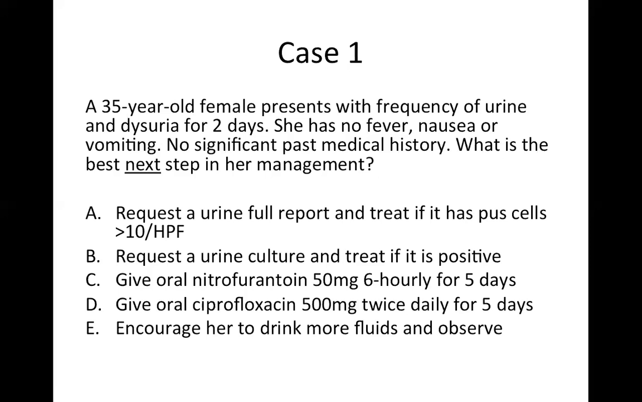It's a very straightforward case. Response A, request a urine full report and treat if it has pus cells more than 10 per high power field. One of these 5 is correct, so you have to select the most correct answer. Second one is request a urine culture and treat if it is positive. C is give oral nitrofurantoin 50 milligram 6 hourly for 5 days. D is give oral piperacillin 500 milligram twice daily for 5 days. E is to encourage her to drink more fluids and observe.